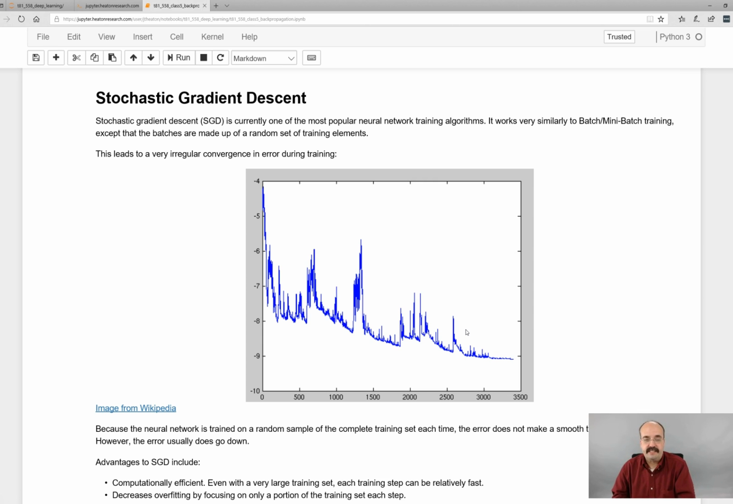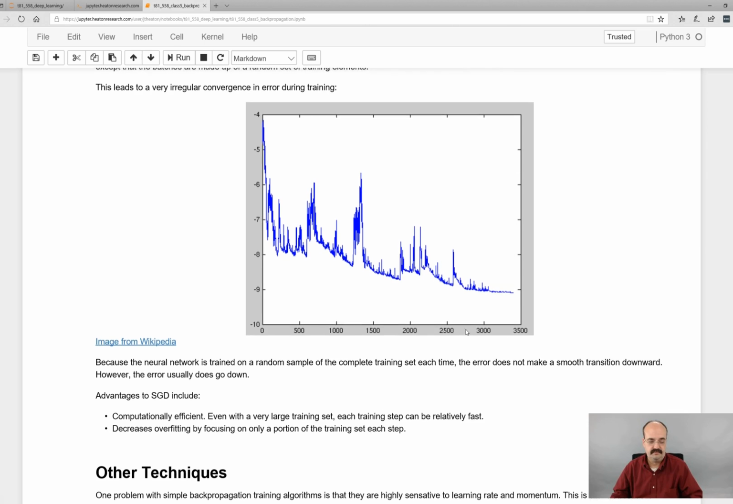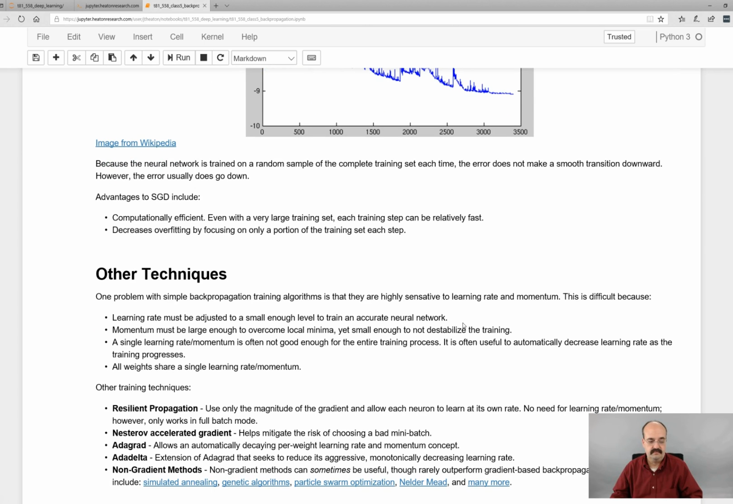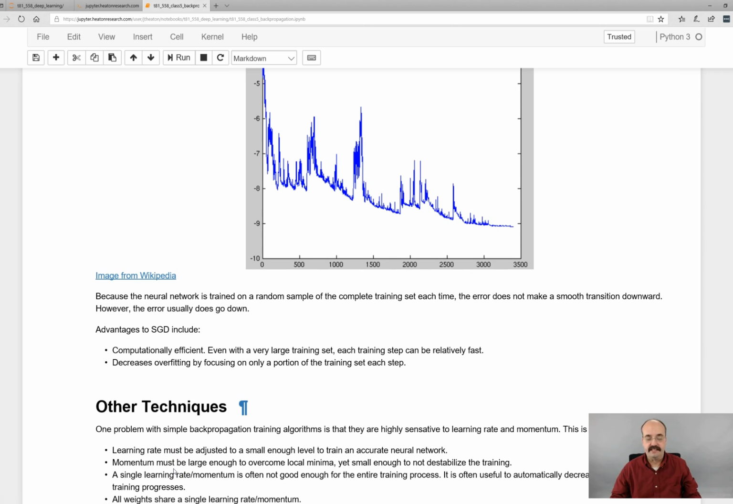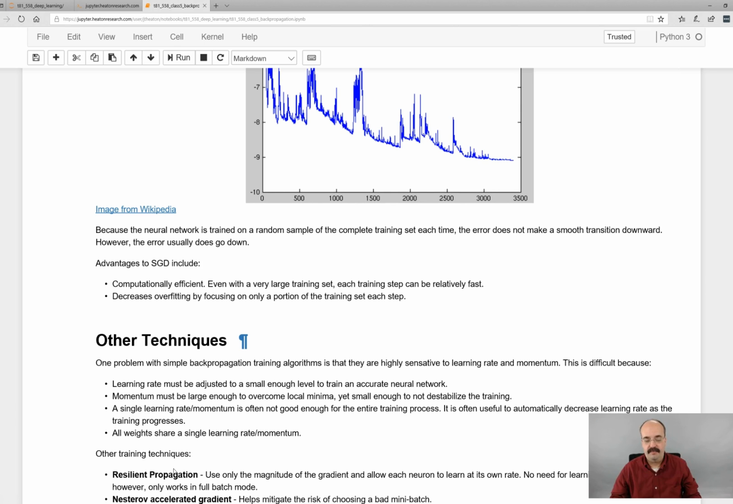So stochastic gradient descent is often used alone or as part of another training method. It's computationally efficient, and it decreases overfitting by focusing only on a small number of relatively good weights. And also there's a variety of other techniques. Like I said, backpropagation and gradient descent are just the main backbone of this. Some of these other techniques attempt to solve the learning rate and momentum.